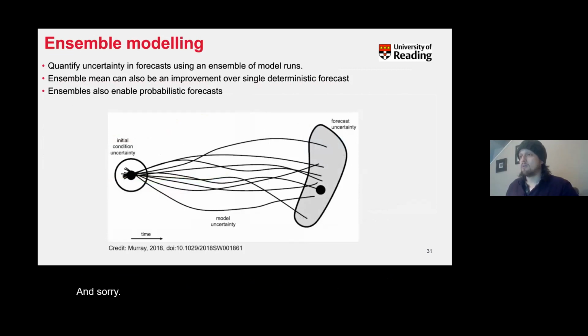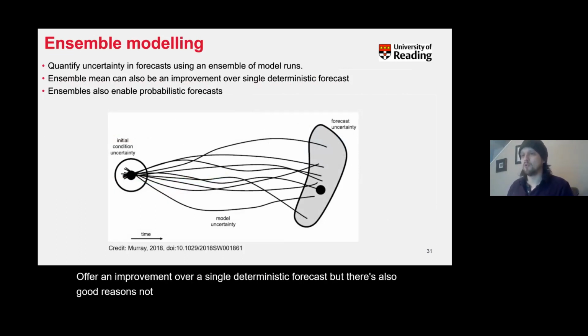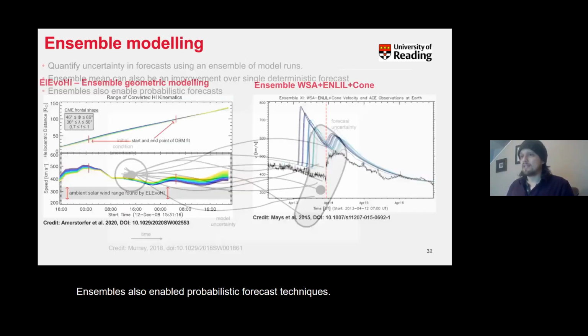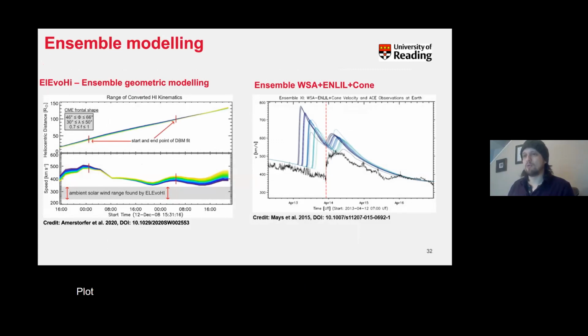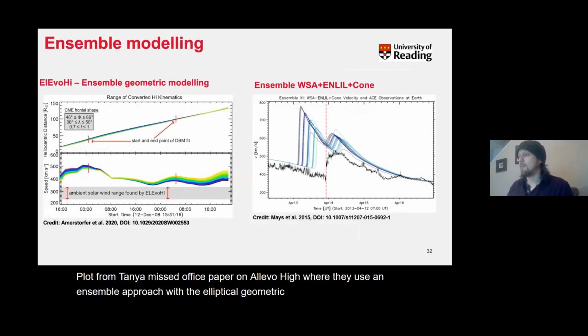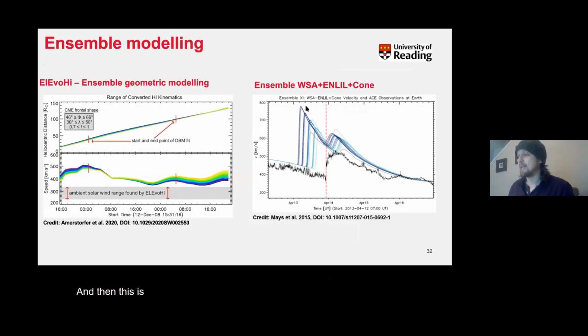The ensemble mean can also offer an improvement over a single deterministic forecast, but there's also good reasons not to just collapse your ensemble to a mean value, because ensembles also enable probabilistic forecast techniques. And so this has started to be implemented in CME prediction. For example, this is a plot from Tanya Amerstorfer's paper on LEVO High, where they use an ensemble approach with the elliptical geometric modeling. And then this is a snapshot from Layla May's paper on using ensembles with WSA and the Enlil cone model.